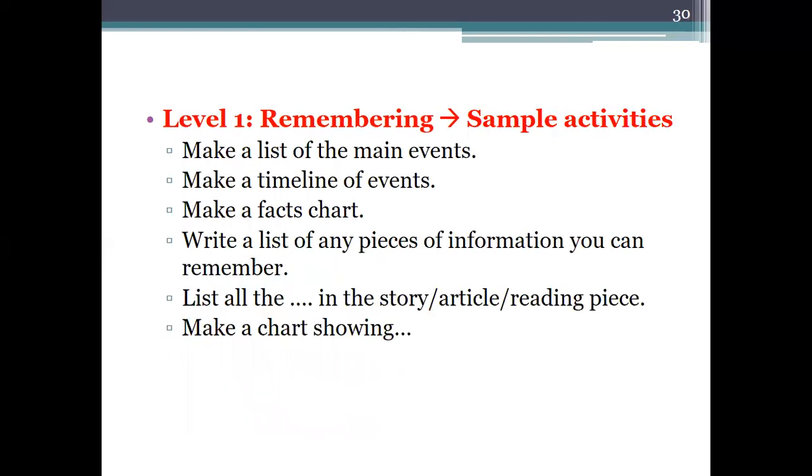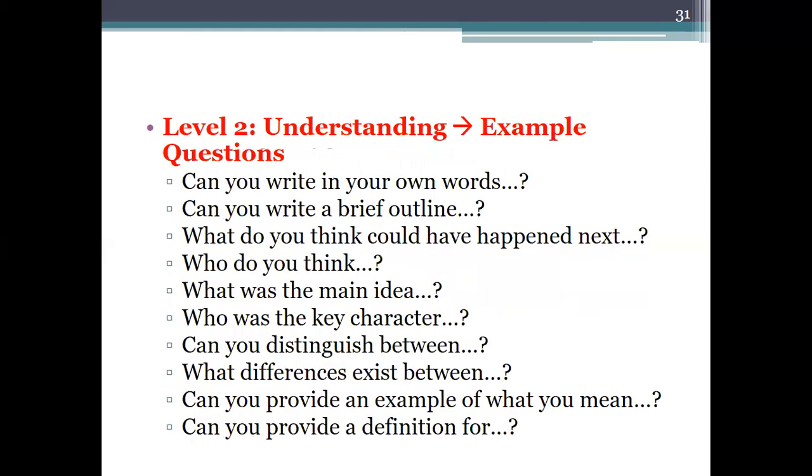Activities for this easy, simple, low level of learning, the starting level, remembering, are: make a list of the main events, make a timetable of events, make a fact chart, make a list of any pieces of information you can remember from the story, article or reading piece, make a chart. Again, these are based on simple questions and on the previous knowledge and facts that students have in the brain. I will just read out these questions.